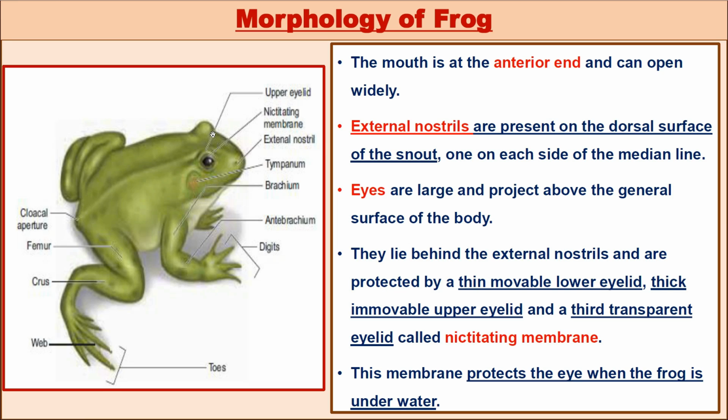Eyes are large and they are protruding. They project above the body surface and lie behind the nostrils. They have a movable lower eyelid, a thick immovable upper eyelid, and a transparent third eyelid which is called the nictitating membrane, and this nictitating membrane will protect the eye when the frog is inside the water.